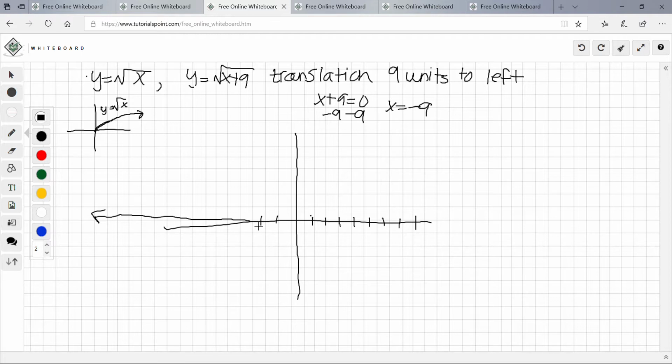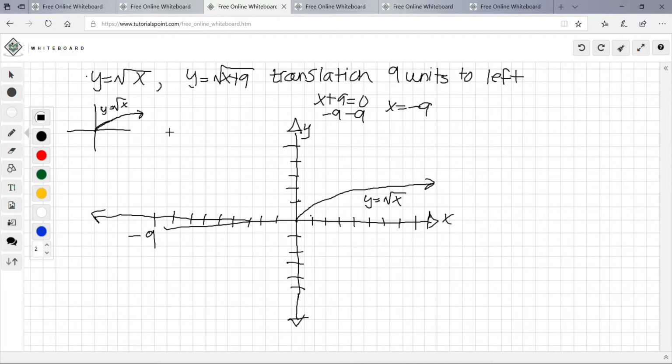So there's 1, 2, 3, 4, 5, 6, 7, 8, 9. This is negative 9. Label your axis. So let's graph the square root of x. The square root of x looks something like this. It starts at 0 and then it just gradually goes up. So this is y equals square root of x.